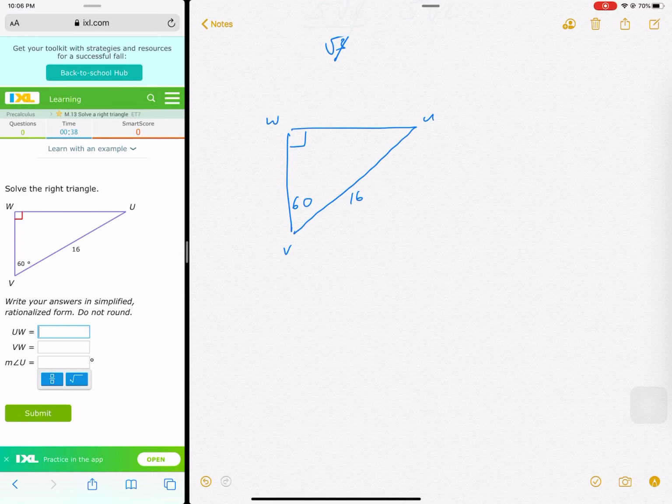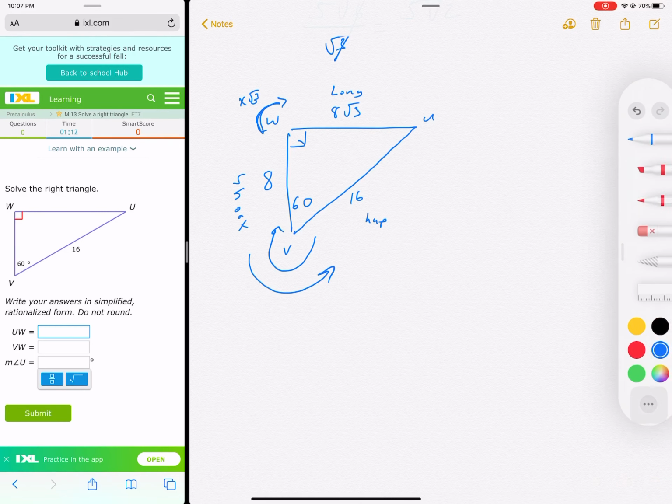Since it's a 30, 60, 90, let's decide which sides are given. The 16 is the hypotenuse because it's opposite of the right angle. The 60-degree angle tells me this is my short side and this is my long side. The relationship between the hypotenuse and the short side is always double going to the hypotenuse and half going back. So half of 16 is 8. And then from the short side to the long side, there's a special relationship of square root of 3. So we multiply by square root of 3: 8 square root of 3.